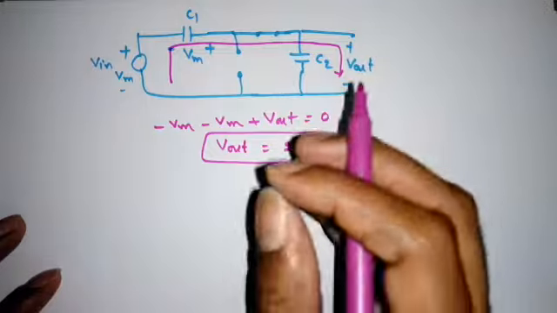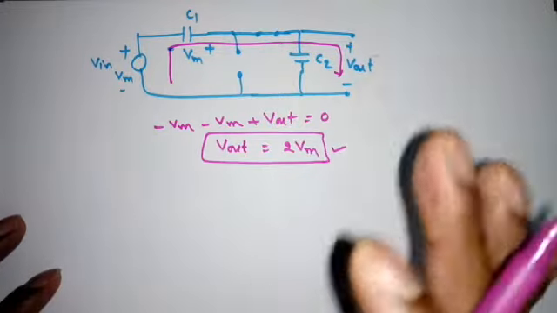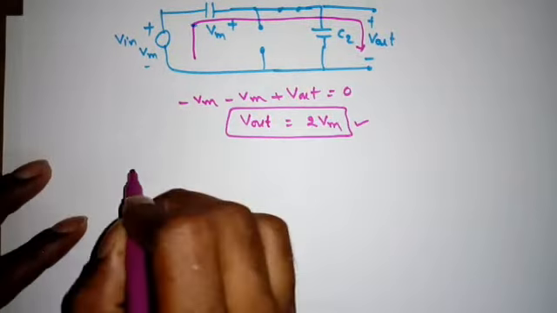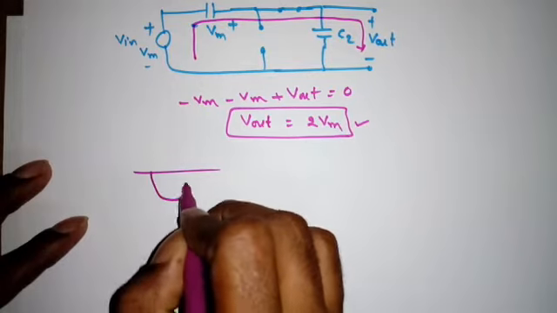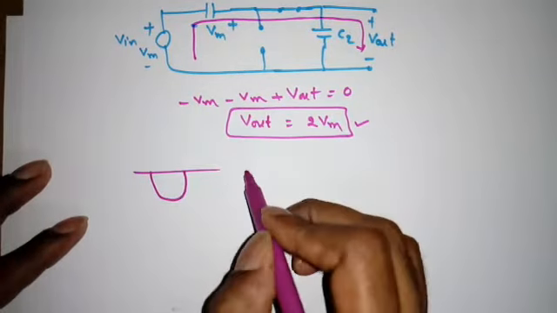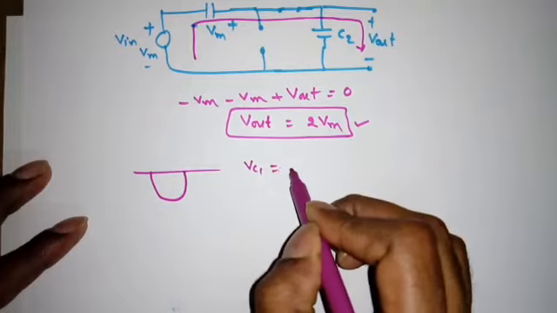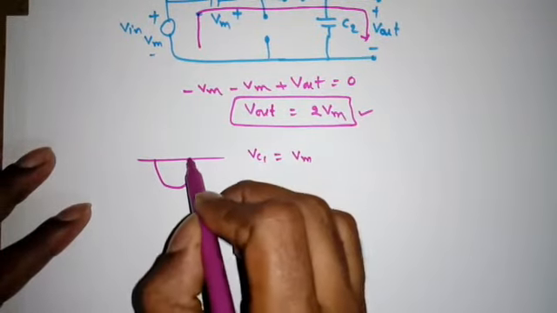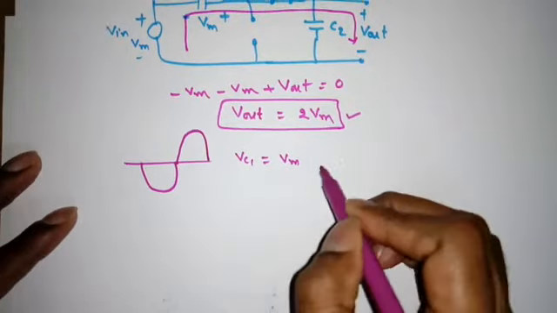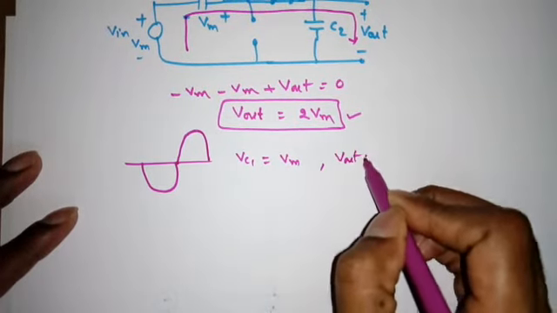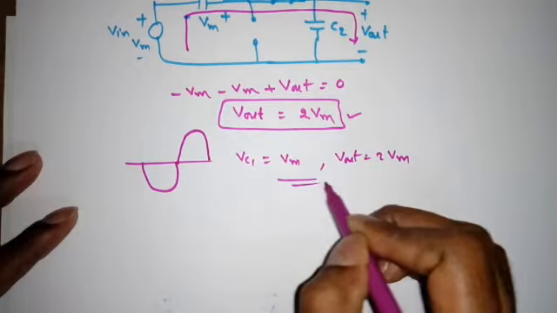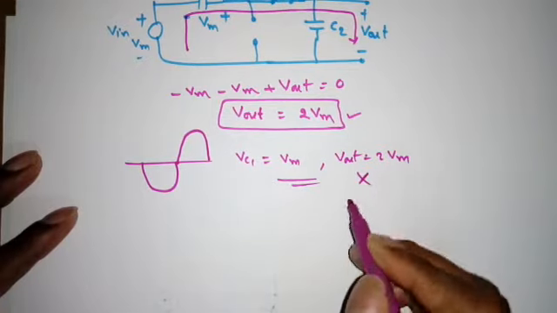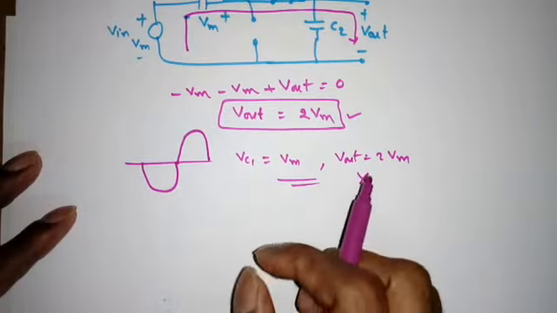When you see any textbook, the explanation will be like this only. So for the negative half cycle, the capacitor C1 is charged to Vm, right? Or we can say minus Vm. And for the next positive half cycle, the V out will be 2 times of Vm, etc. Right? But practically it will not happen like this.